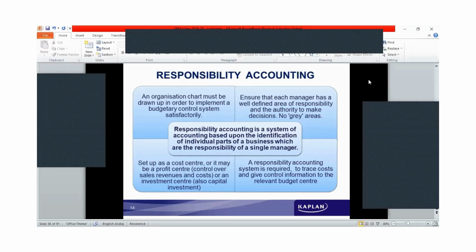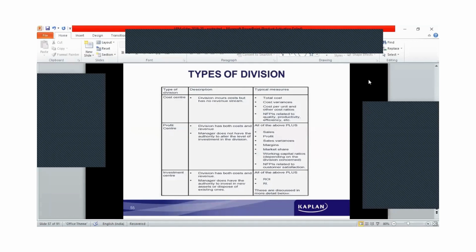Why are they divided into responsibility centers? So that the performance can be evaluated. For the purpose of evaluating the performance, they are divided into responsibility centers, and according to the type of responsibility centers, they are categorized as cost center, profit center, and investment center.